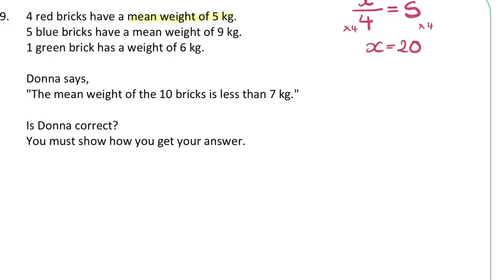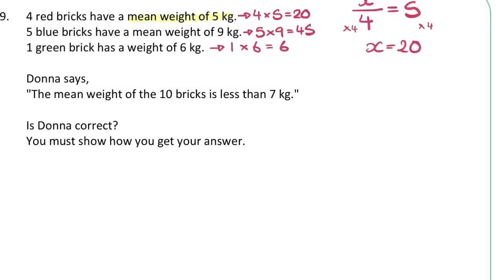Now really all we have to do is match them together in each line. So here we have 4 bricks with a mean of 5, so 4 times 5 is 20. For the next one we have 5 blue bricks with a mean of 9, so using the same process, 5 times 9 is 45. And we have this last one, we have 1 green brick which has a weight of 6. Now I'm still going to write it out, 1 brick times 6 gives us a total of 6. You didn't really need to write that multiplication down there. So that's the total weight of all these different bricks.